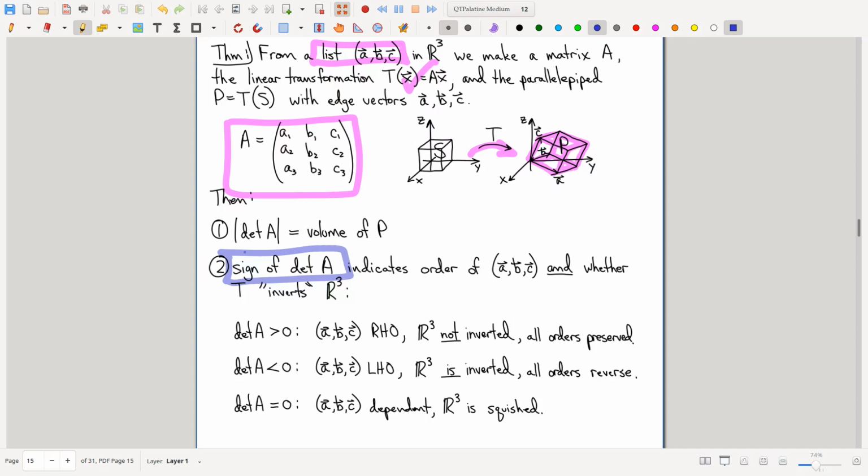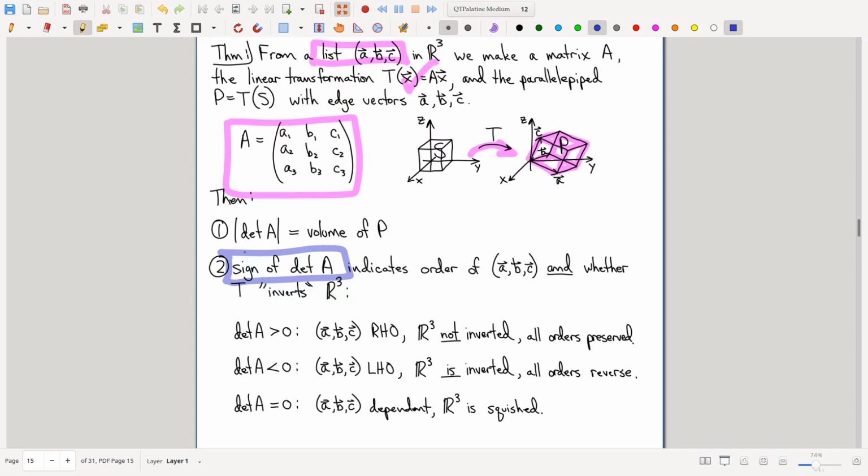By the way, all rotations turn right hands into right hands, right? All stretches, all magnifications, all shearings turn right hands into right hands. But reflections turn right hands into left hands, right?